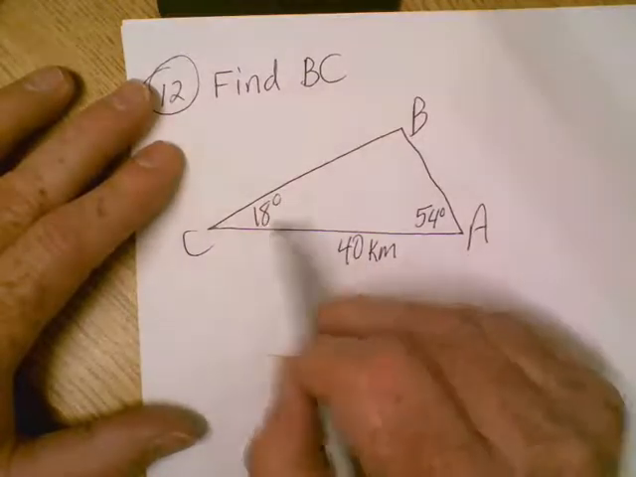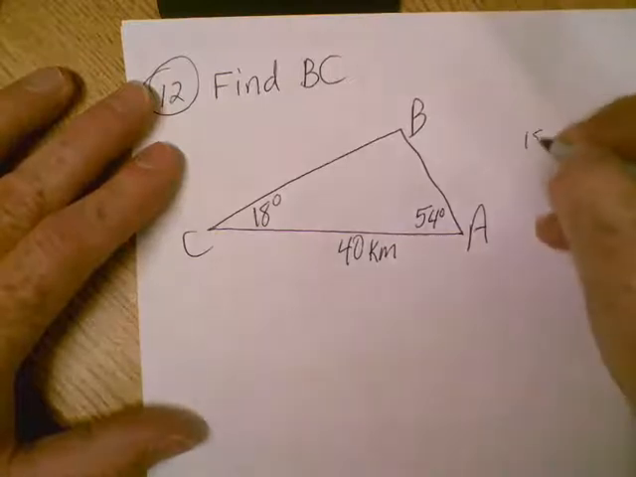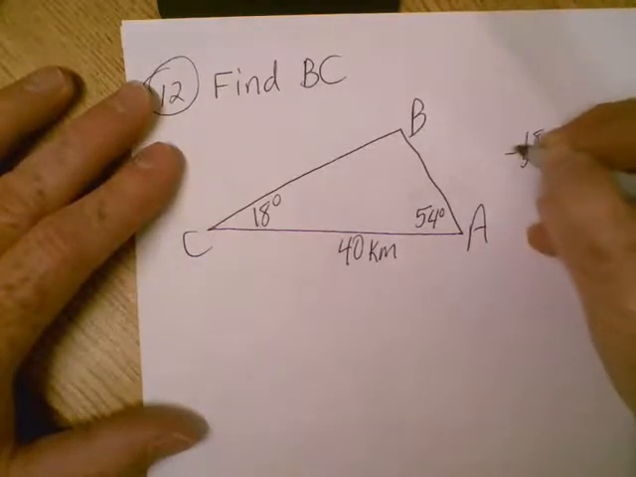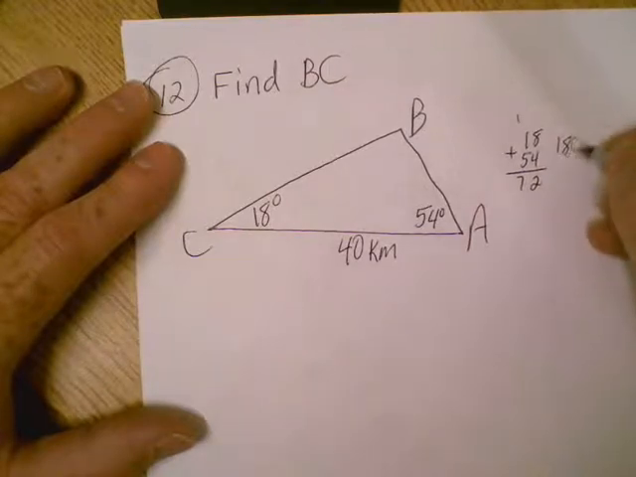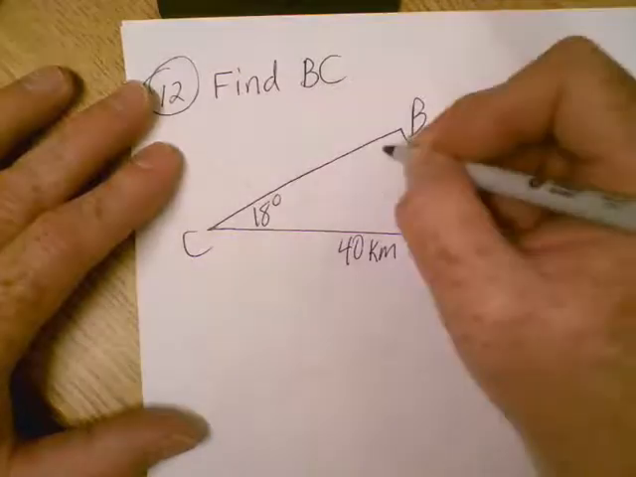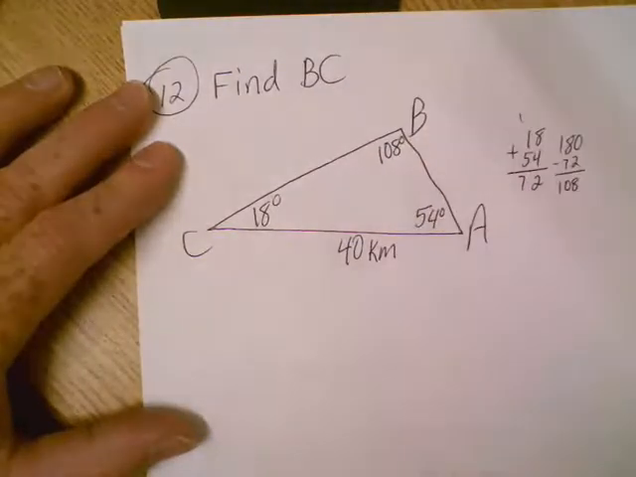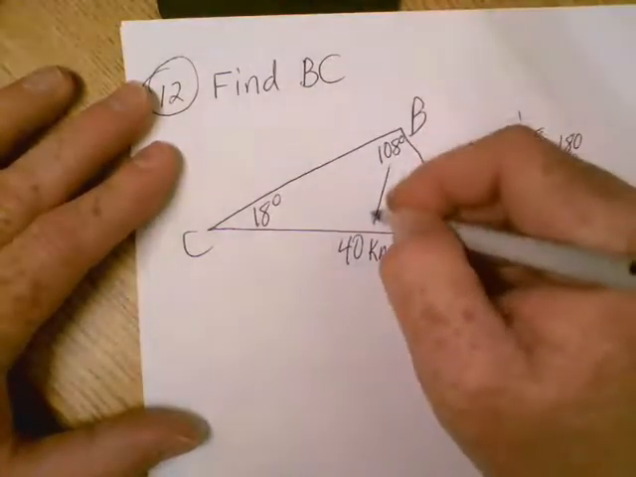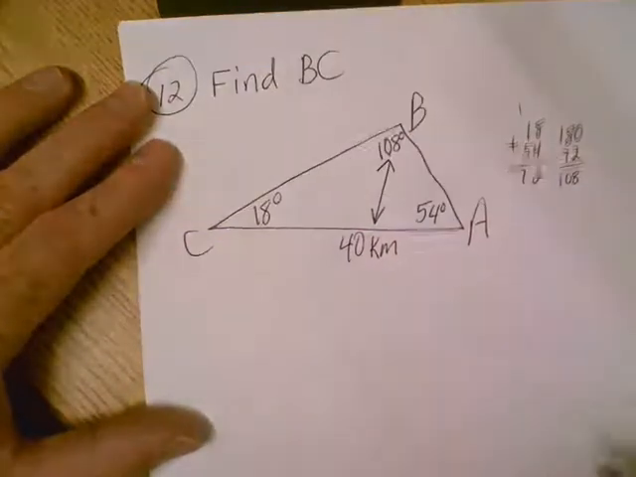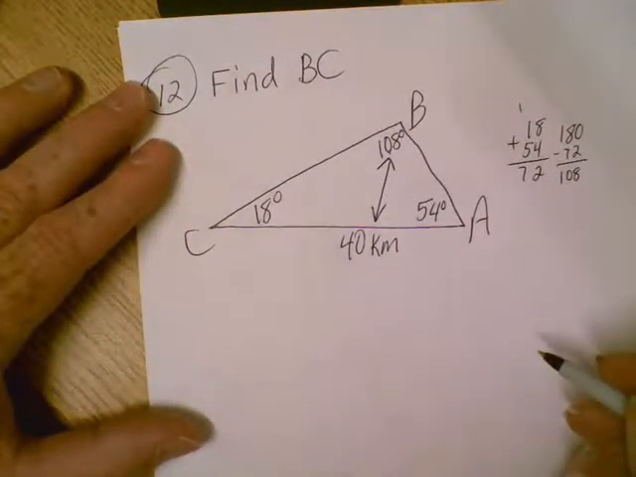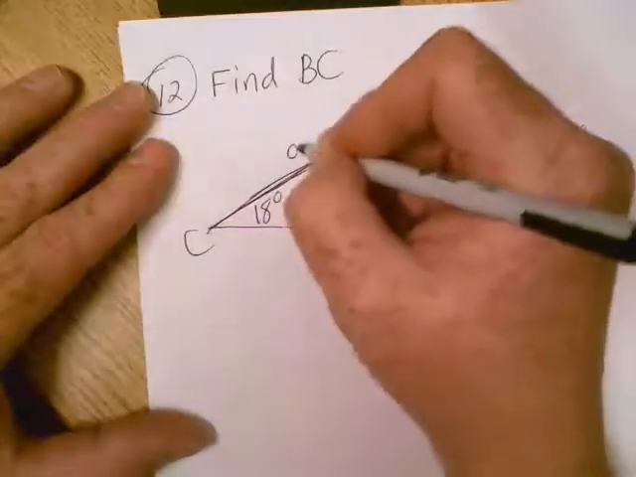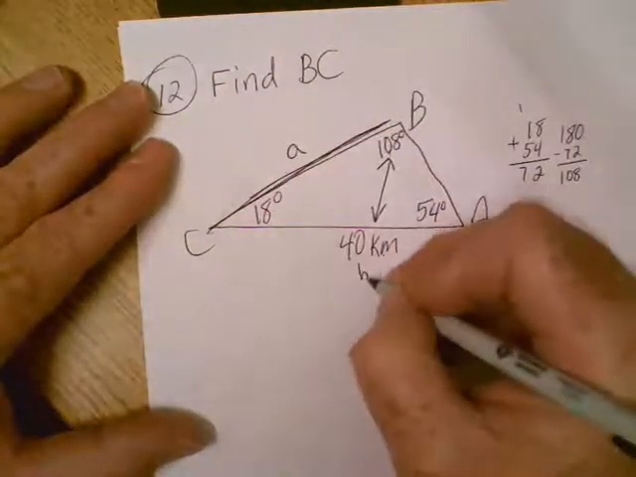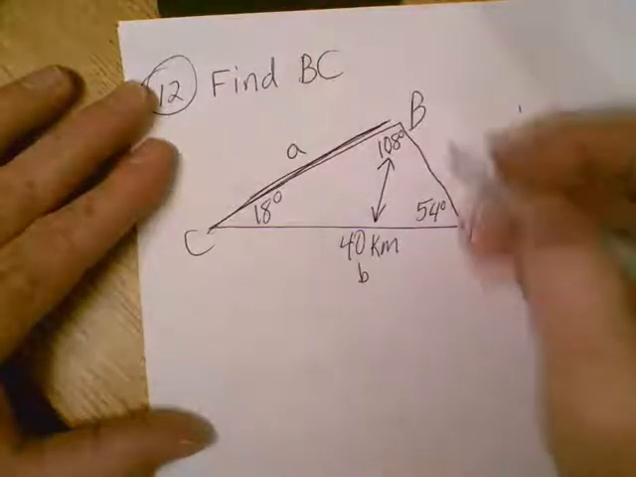But what I do have is I know these two angles, and I can add them together and get 72. Then I can subtract that from 180 and get 108. And now I know angle B is 108 degrees. Now I have an angle and a side that match up. So now I can use the law of cosines. We're trying to find BC over here. Trying to find that side, which would be labeled little a. This over here is little b. The side over here would be little c.